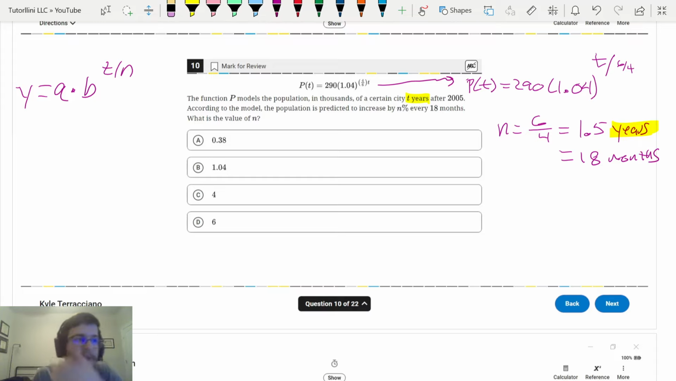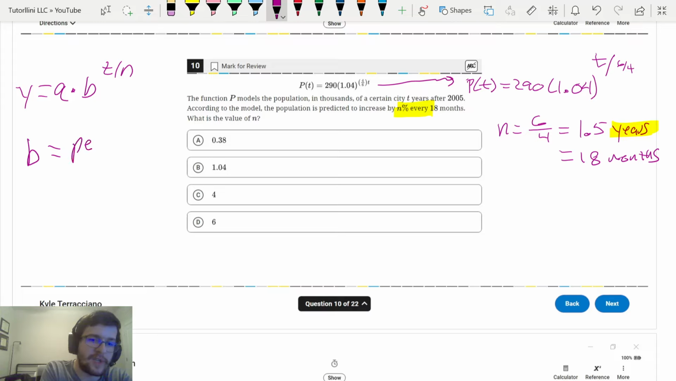So it might seem like the 18 is important, but it doesn't matter. They're just telling you something that you already know, right? You see what I'm saying? It's not new information, and it doesn't matter. You don't need it to solve the question. So maybe it was just important to recognize that that was equal. Anyway, so if it asks you about the percent increase or decrease, that's asking you about b. So b is equal to the percent multiplier.